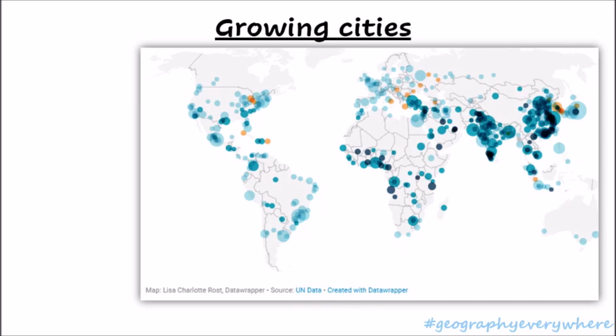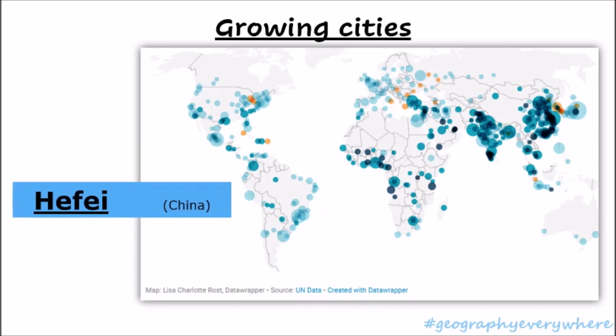The orange circles show that the population of the city is decreasing. The blue circles show that the population of a city is increasing. The darker the blue, the faster the population is growing. So let's look at some of the fastest growing cities in the world.